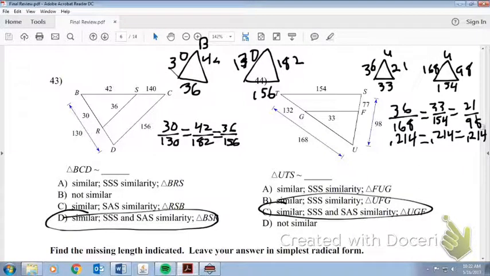Again, if you don't understand any of this, go back, rewatch it. Go back, find the other video on it. Ask me. Make sure you understand this before Tuesday or Wednesday.